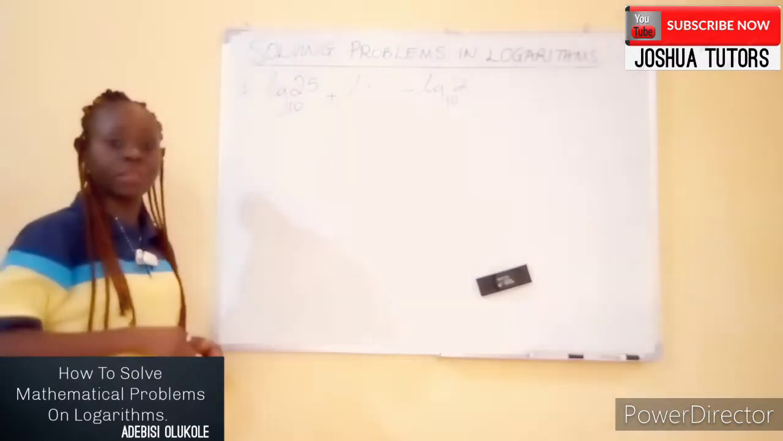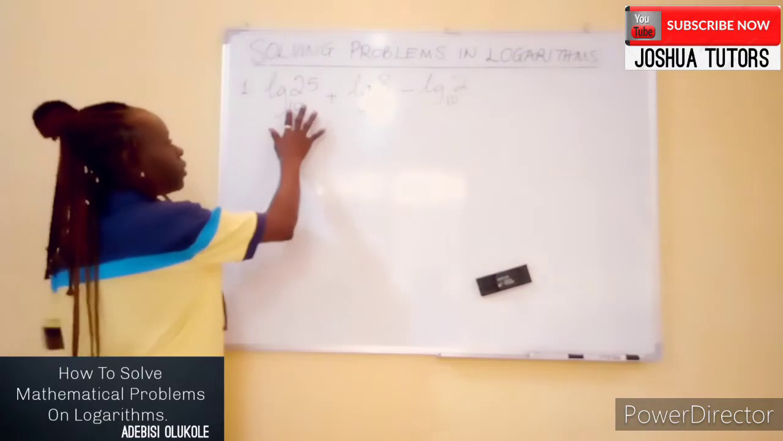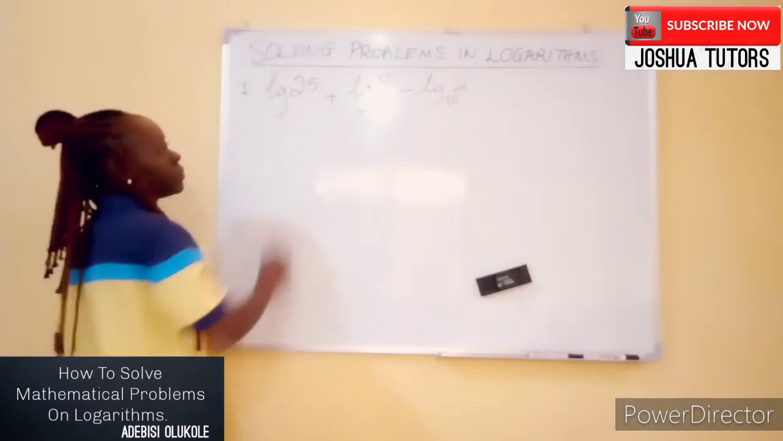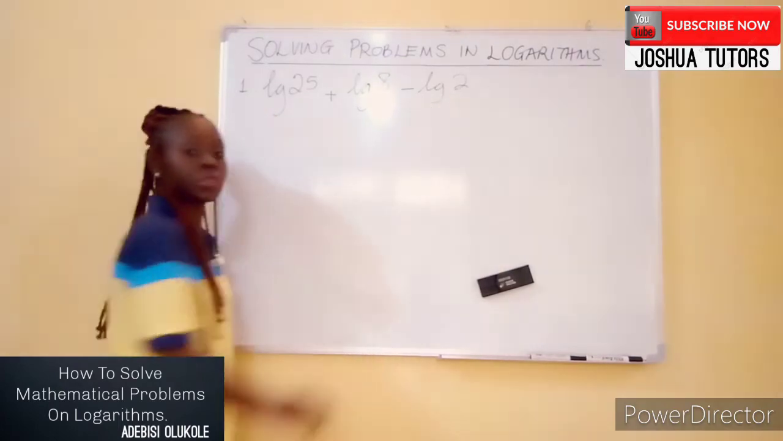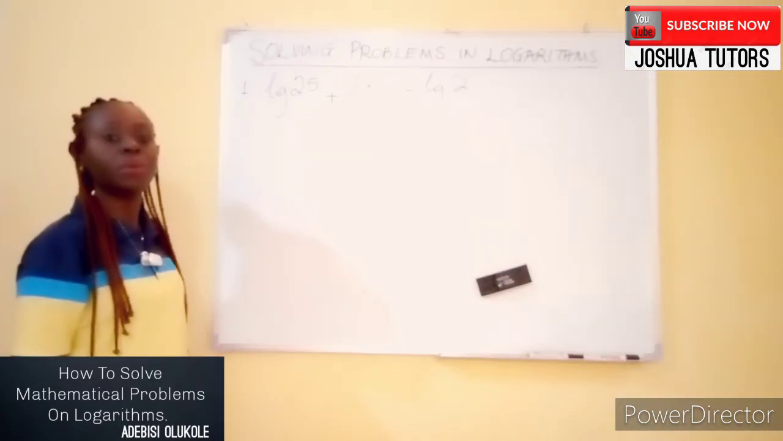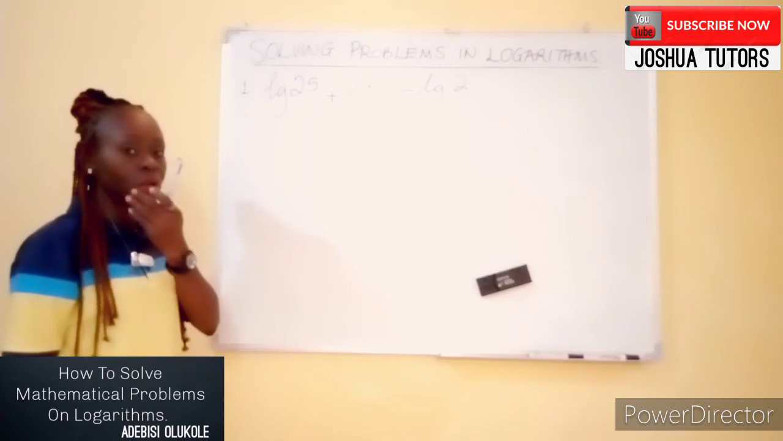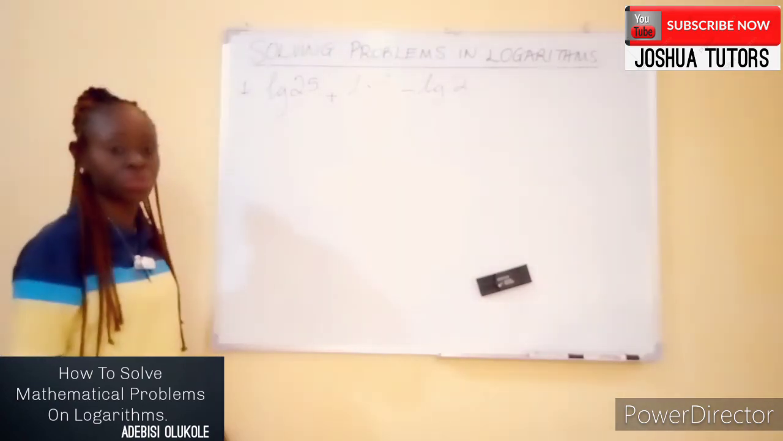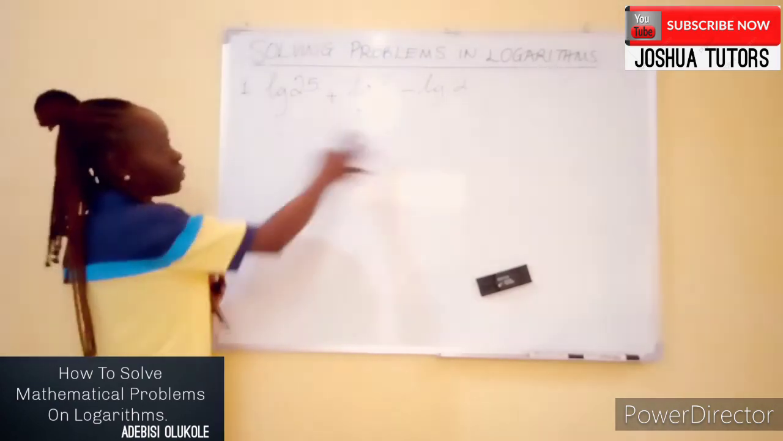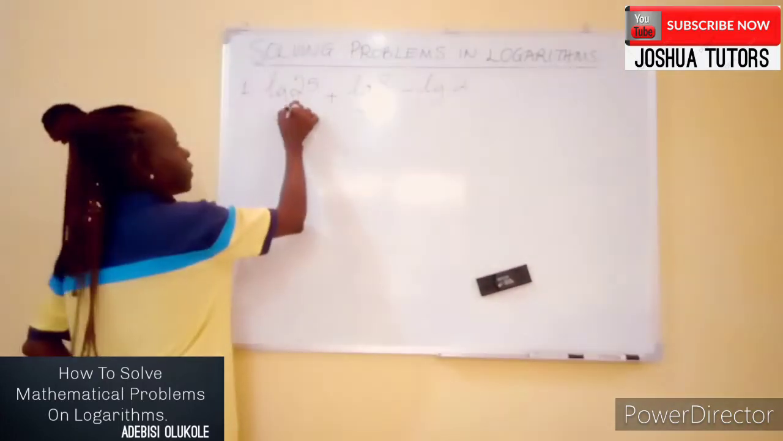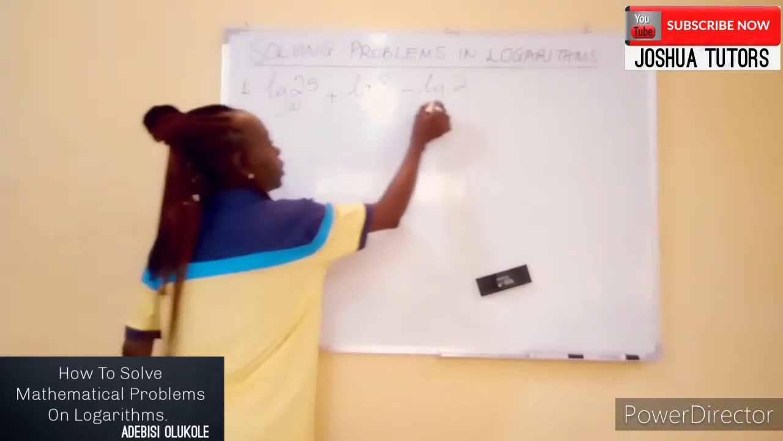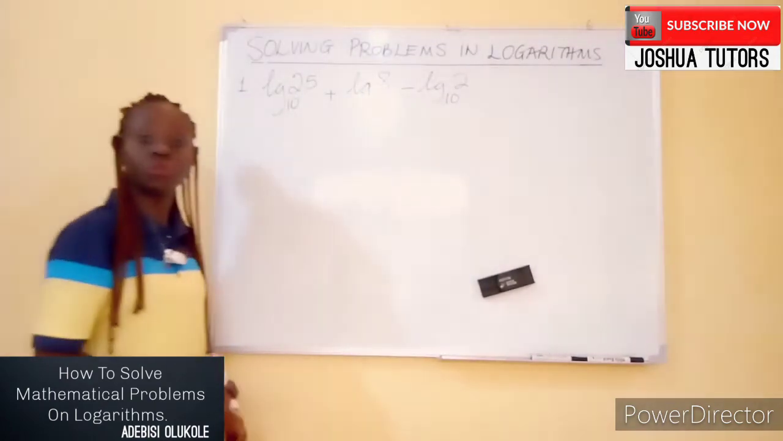Now, sometimes in the examination, you might find out that they might not write the base number. When they do not write the base number, don't get uncomfortable. It's actually base 10. It's called the Napierian base. It's the natural base number 10. So when you see it in this form, it's actually base 10. But just for emphasis, sometimes they write the base number for you to see.